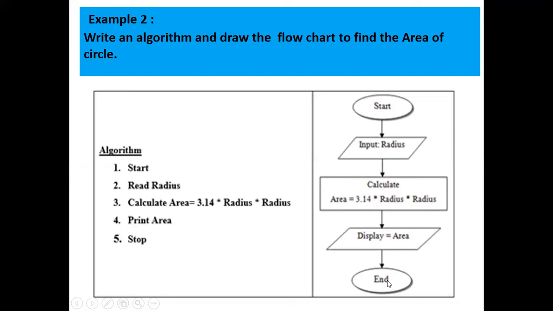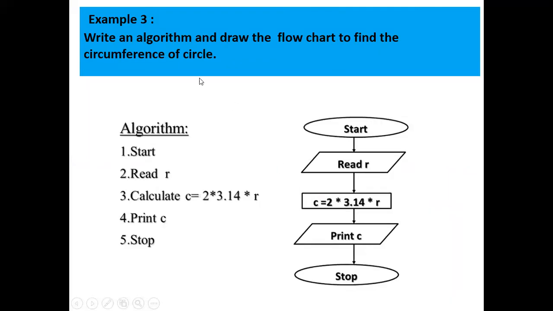Next one, end the process. So here we have used different symbols to represent different processes of this particular program. Next one, example 3 represents an algorithm and a flowchart to find the circumference of a circle.